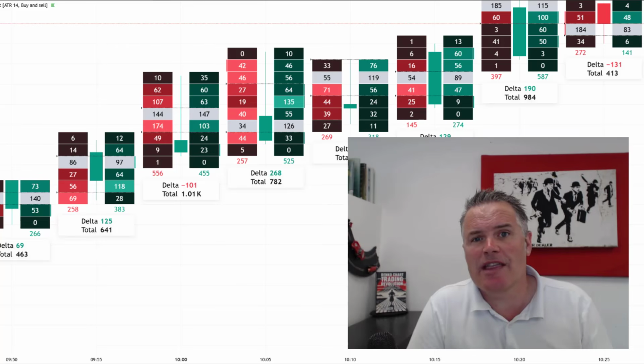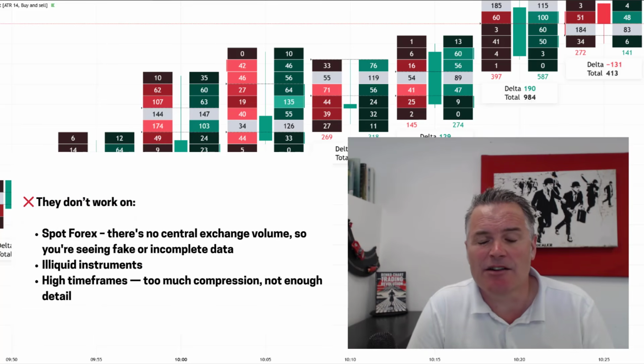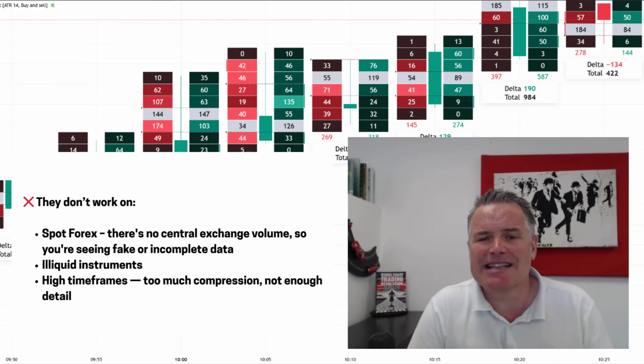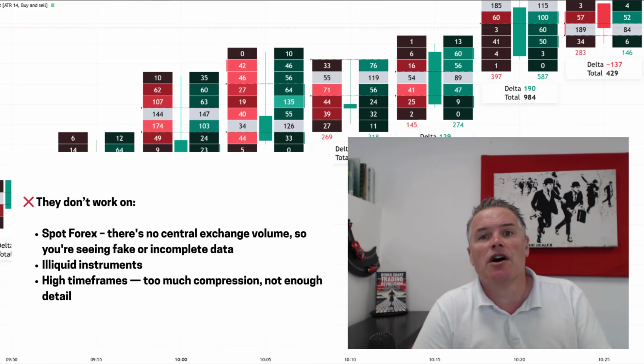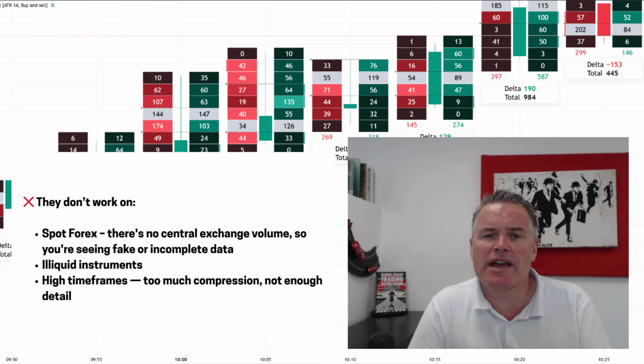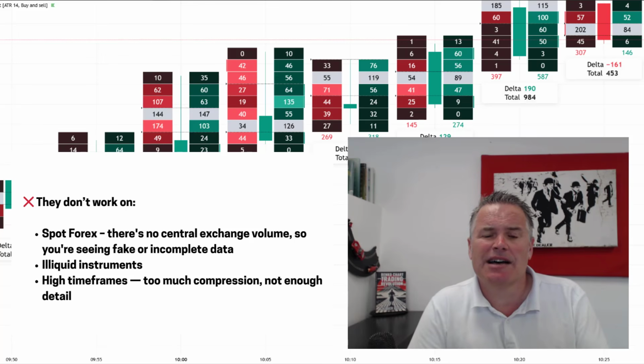So on the flip side, where they don't work, Forex. Obviously there's futures in Forex, so that's okay, but basic Forex, if anyone tells you there's volume there, remember it's an interbank market, there isn't, so they're not going to work very well on Forex. Illiquid stocks, sometimes very difficult there, or higher time frames.